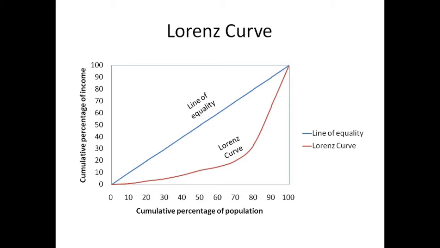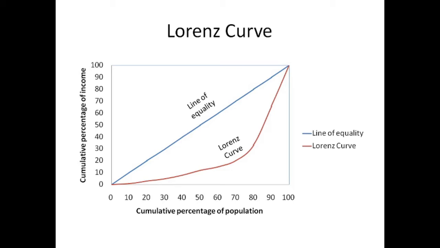So if 10% of the population owns 10% of the wealth, 30% of the population owns 30% of the total wealth, we would have the line of equality. It is the blue line, at a 45 degree angle. Now the red line would represent the real situation in the society.